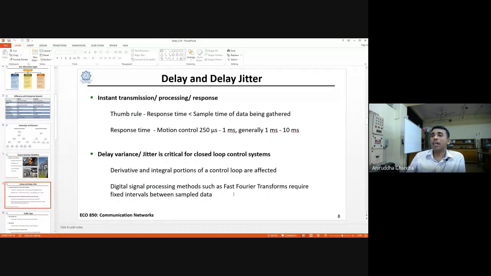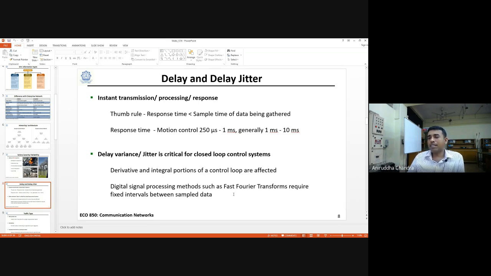Well, the thumb rule is about why we need instant transmission, processing or response. The thumb rule is very simple: the response time should be less than the sample time of the data being gathered. Like if you are taking the temperature of something every 5 minutes, and you respond to a value after 5 minutes, then there is no point, right? Because there is already another new data, so you should work on the new data itself. That's the basic thumb rule of engineering. It's common sense, but sometimes people forget common sense, so we have to put it in a thumb rule like this.